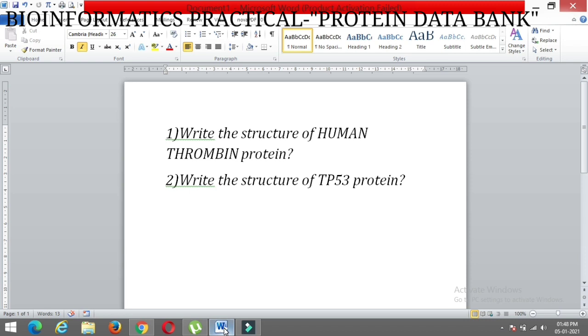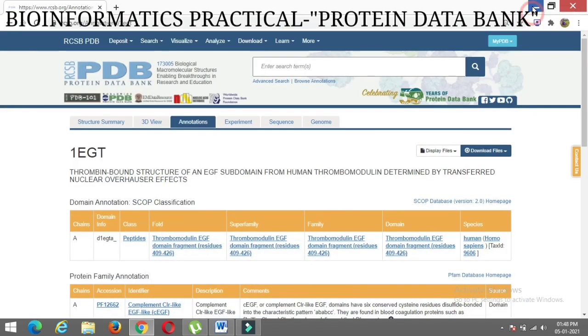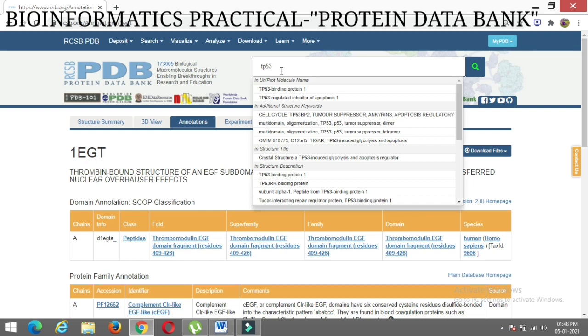Now the second question, suppose you have a question: write the structure of TP53 protein. So what you have to do is open the PDB, same as above. Open Google Chrome, then search for PDB, then open the RCSB PDB homepage, and you will get the interface of the PDB database. Then you just have to write TP53 and press enter.